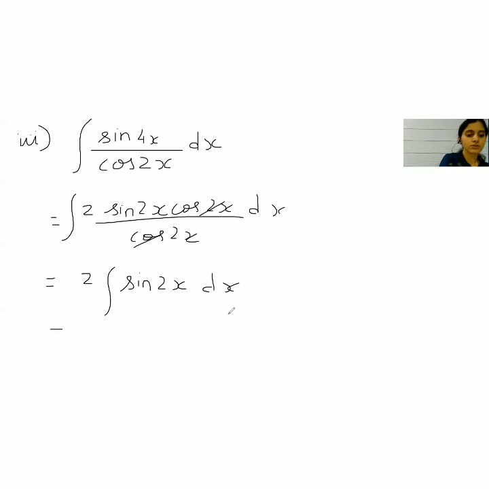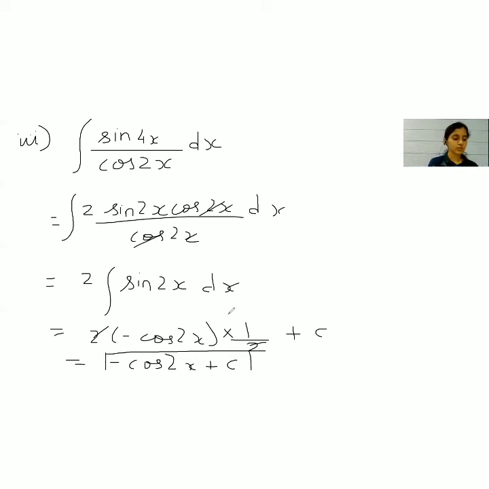What is the integration of sine? It is minus cos 2x, divided by the coefficient, so 1 upon 2, plus c. So this 1 upon 2 cancels out. The answer is minus cos 2x plus c. Clear? So that is your final answer for the third sum.